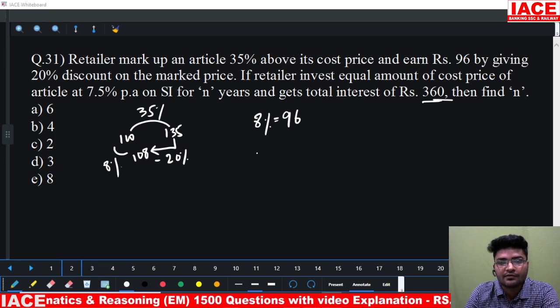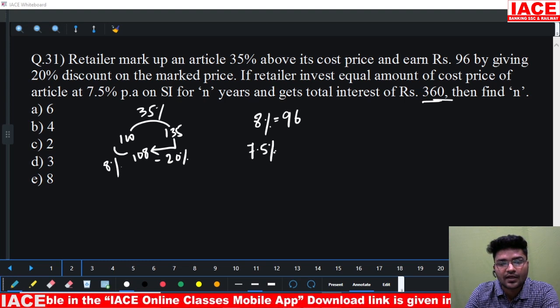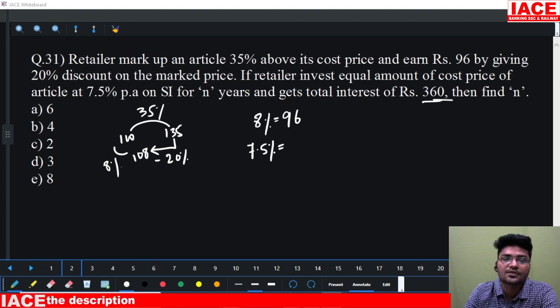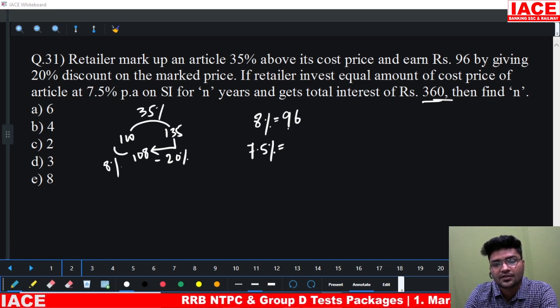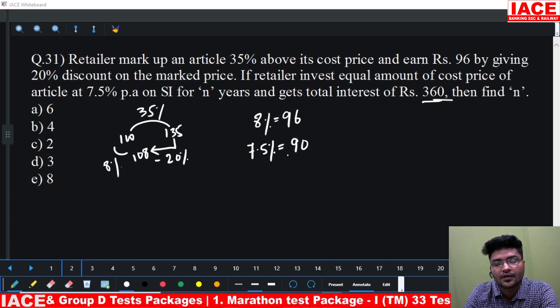Now, if the retailer invests an equal amount of the cost price at 7.5% per annum, how much interest will I get? 8% is 96, so 1% will be 12. 1% is 12, so 0.5% will be 6. So 6 less means 90. So for 1 year, I'll get 90 rupees interest.